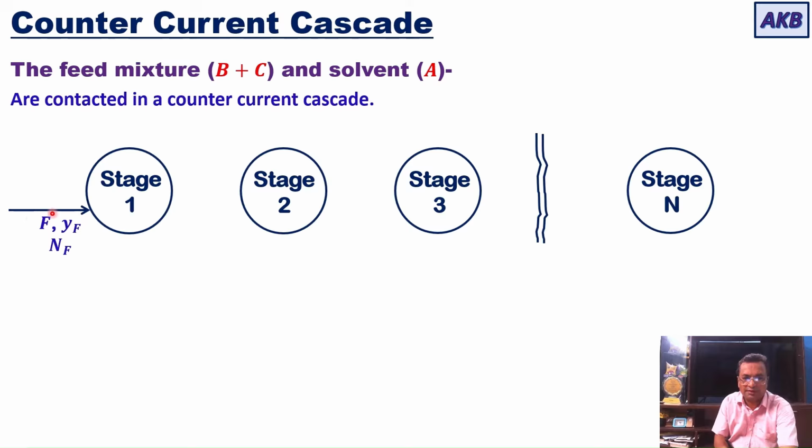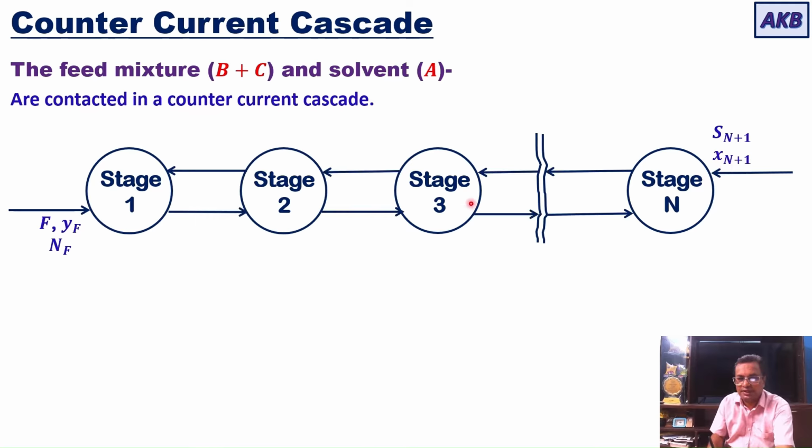I will tell you what are the notations that we will be using in the discussion. So feed is admitted in the first stage, whereas solvent is admitted in the last stage. Since the solvent stream is coming from a stage that is next to the nth stage, it is considered to be coming from a hypothetical stage next to the nth stage. So that stage is the n plus 1 stage. And I'll tell you what are the notations. So these 2 streams then will flow in a counter current manner through the cascade.